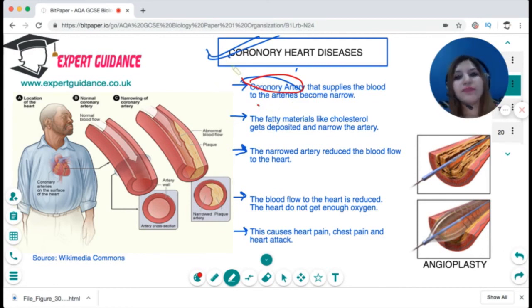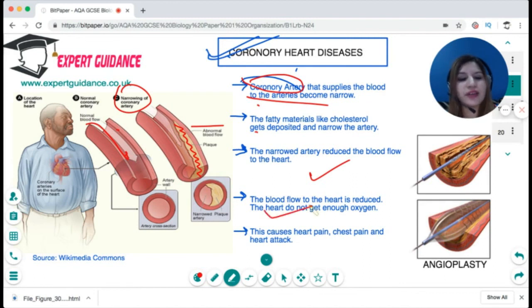And if these arteries become narrow, why do they become narrow? You can see this is a normal coronary artery, and in the coronary artery there is a plaque that is deposited. What is a plaque? It is fatty material like cholesterol which gets deposited. It narrows the artery. The narrowed artery reduces the blood flow to the heart. The heart does not get enough oxygen. It can cause heart pain, chest pain, and heart attack. So this is the plaque deposition that happens in a coronary artery.